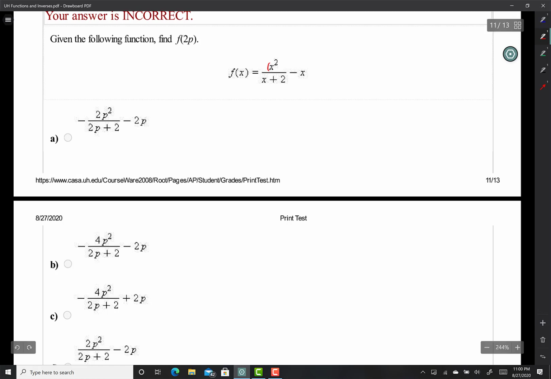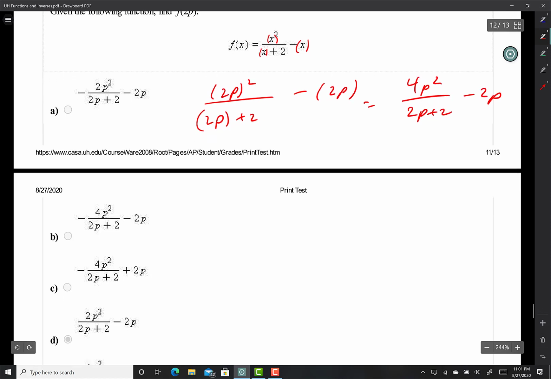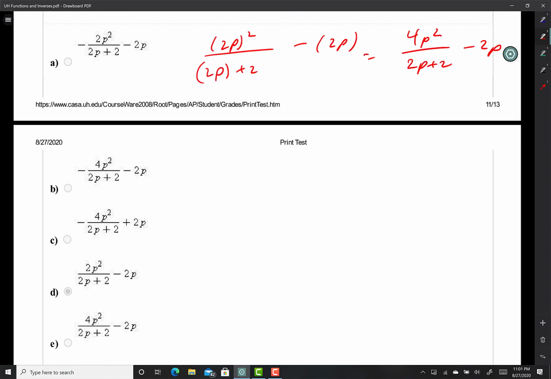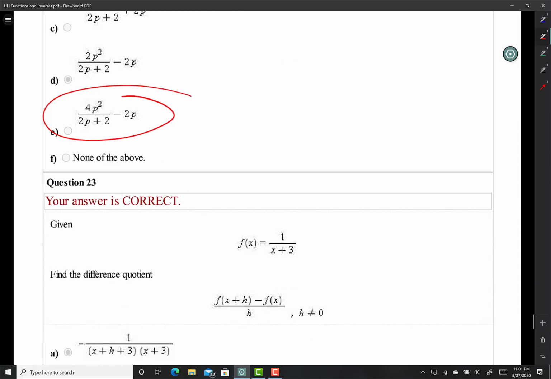Plug in a 2p wherever you have an x, guys. So we're going to write (2p) squared over 2p plus 2 minus 2p. And that's it. So 2p times 2p, that's 4p squared. And then 2p plus 2 minus 2p. So we look for that. Let's see. Is it this one? Alright, let's keep going, guys.